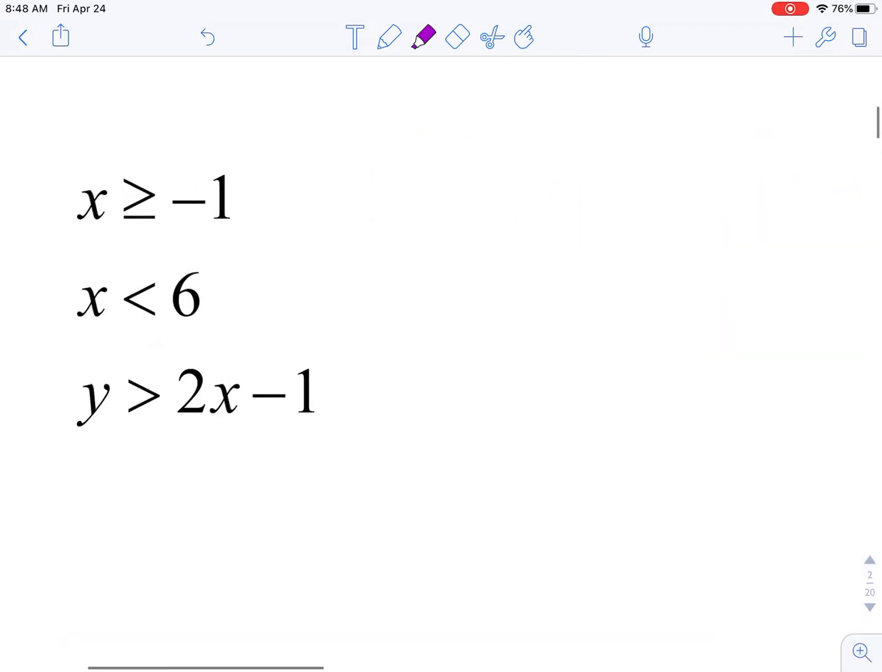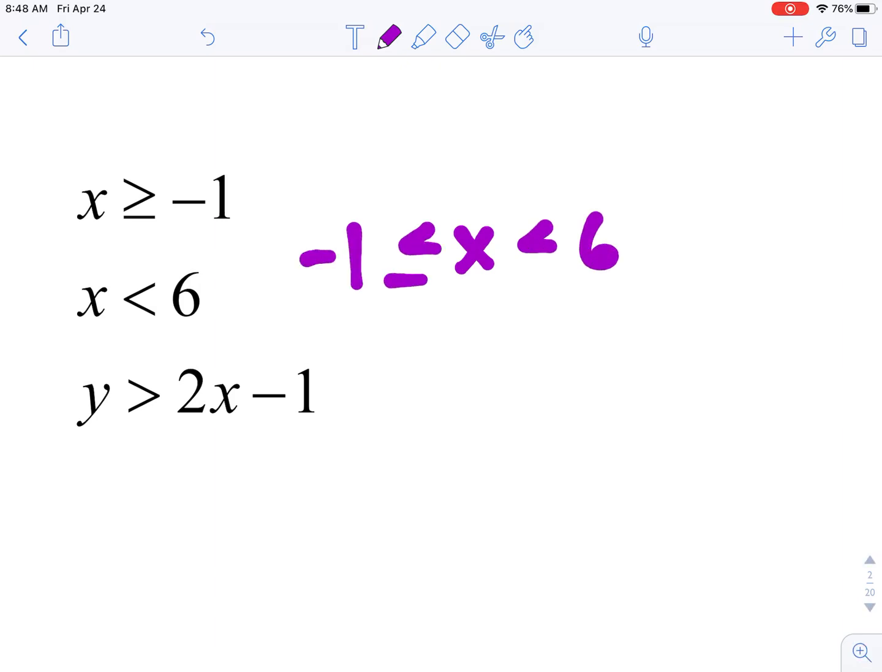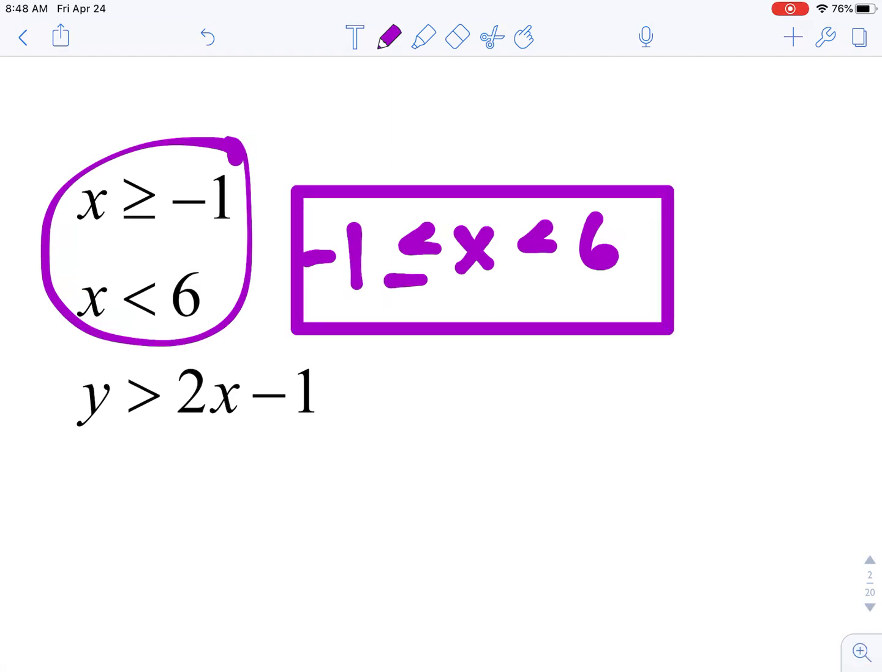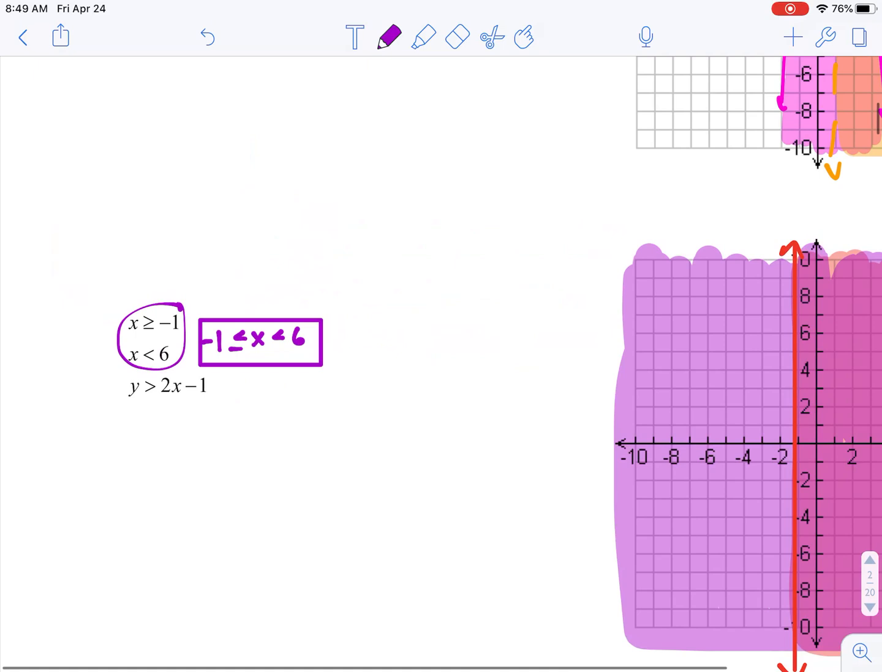Sometimes your book is going to write this differently. They're going to write it like this. They're going to say it's less than 6, but greater than or equal to negative 1. This means the same thing. So just recognize that if they have it separated or if they have it bunched together, that is the same type of graph.